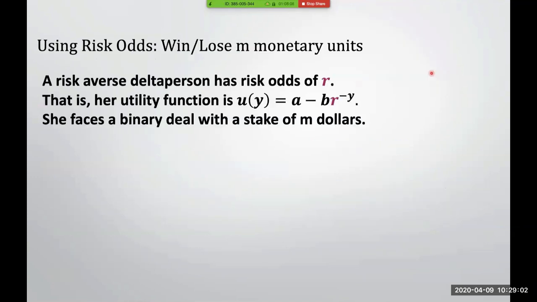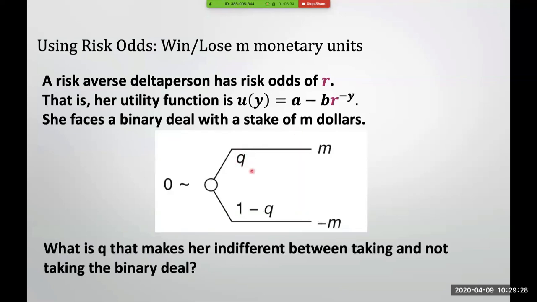Now, what if we're looking at another deal that has a stake of not $1, let's call it M dollars. M could be 2, 3, 4, 5, 10, a million, it doesn't matter. We're referring to a stake. We're referring to a binary deal with a stake other than $1. And we are also interested in the preference probability that makes a delta person, a risk-averse delta person, indifferent between taking that deal and not taking that deal.